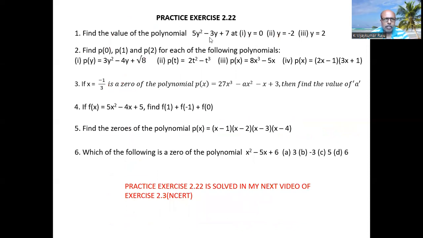Now this is for your second exercise which you have just studied, finished. Exercise 2.2. These are the practice questions. Please do this and watch my next video for the solution of this.